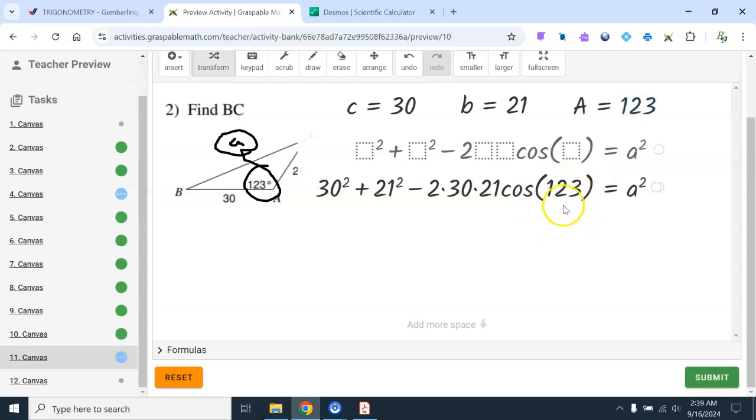So again, expect that with the cosine of 123, since we're past the y-axis, the cosine here is going to give us a negative answer. So with this subtraction problem out here, it should end up being addition. But again, you can put the whole problem in as one big problem. The calculator should be able to handle that without any problems.